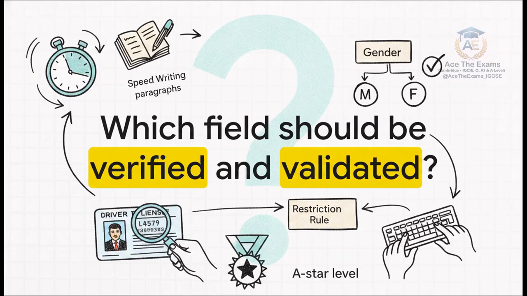For validation, an expert student would choose gender, because you can apply a simple validation rule restricting input to just M or F, preventing sensible errors. For verification, the master student chooses the license field. Why? Because a license is a random string of alphanumeric characters like L4579. A computer cannot know if L4579 is sensible because there's no logical mathematical pattern to validate against. It must be visually verified against the physical paper license to ensure a typo wasn't made during data entry. If you can articulate that exact difference under pressure, you are operating at an incredibly high level.